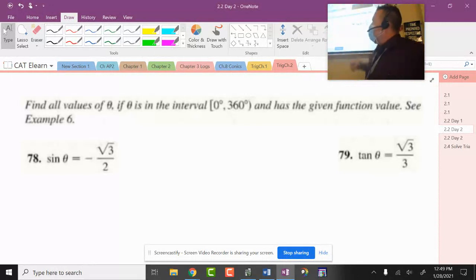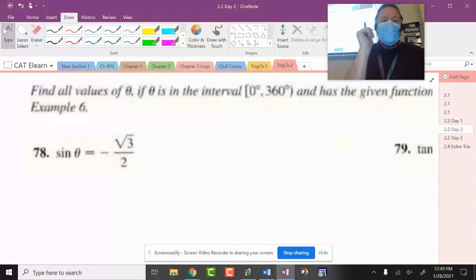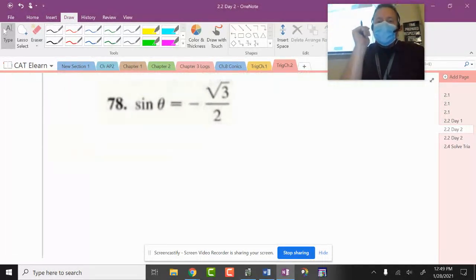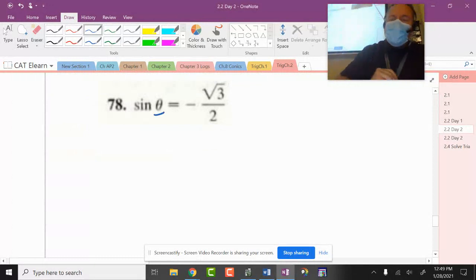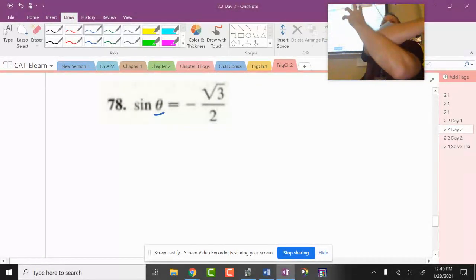So the directions say find all values of theta from 0 to 360. Oh, no. So I'm going to go over this real fast. I'm finding an angle measure. This is the reverse of the questions that we already had here.